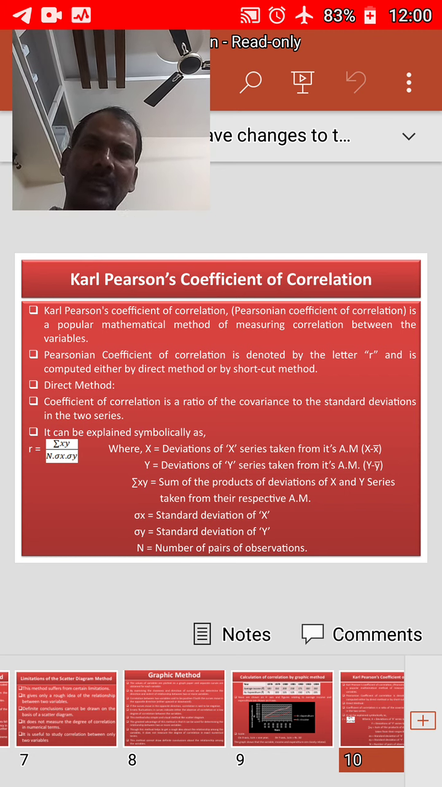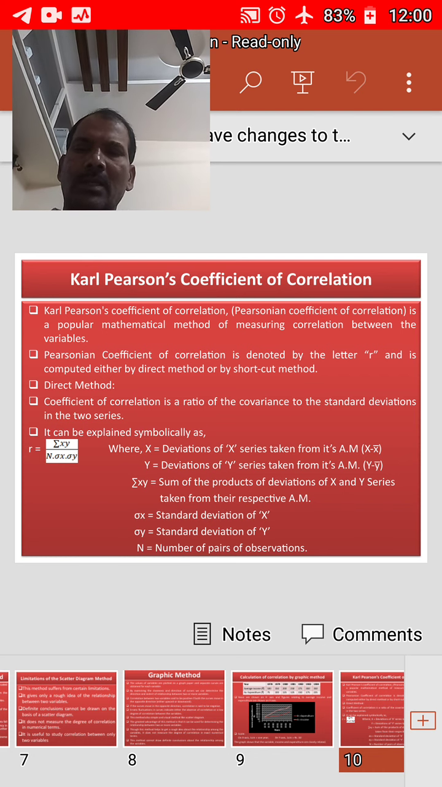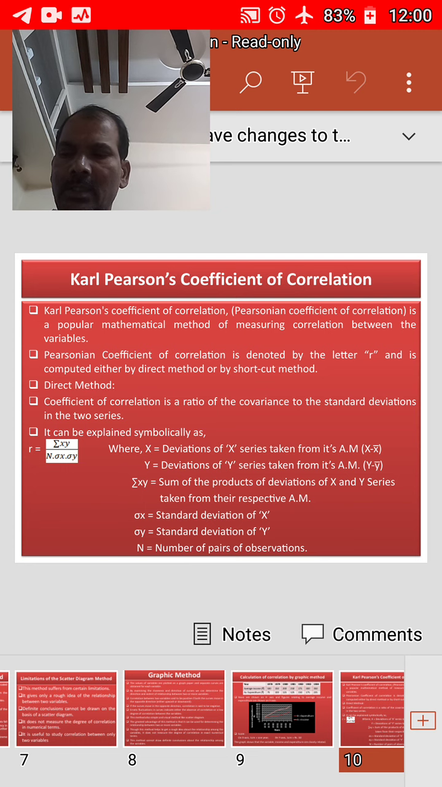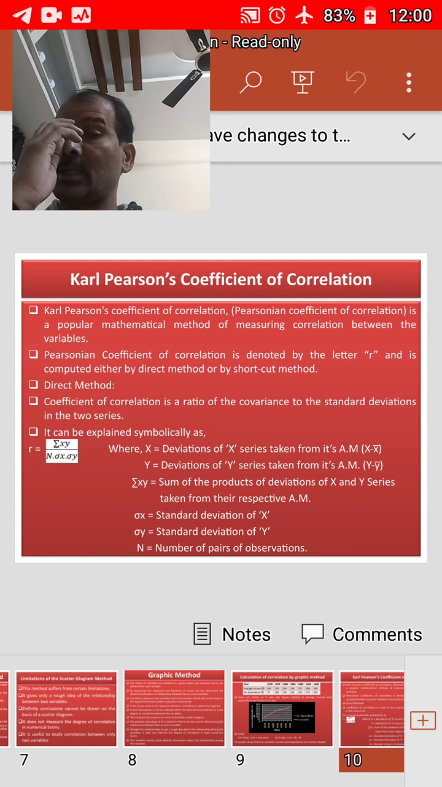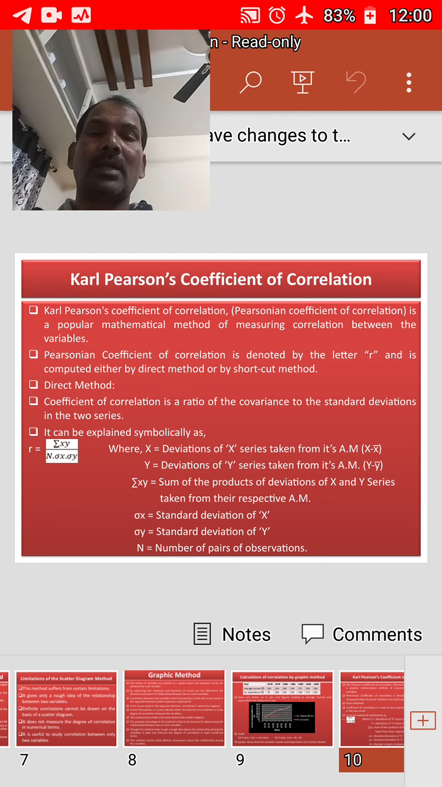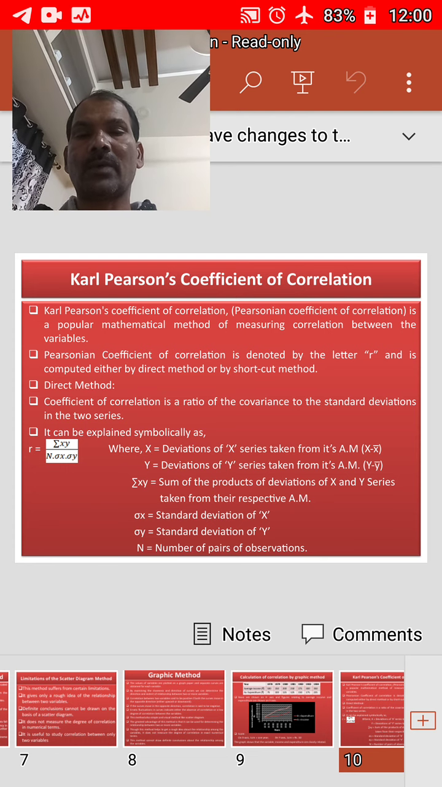Small x is the deviations of the x series taken from its arithmetic mean, that is x minus x bar. And small y is the deviations of the y series taken from its arithmetic mean, that is y minus y bar. Sigma xy is the sum of the products of deviations of the x and y series taken from their respective arithmetic means. And sigma x is the standard deviation of the x series, and sigma y is the standard deviation of the y series.